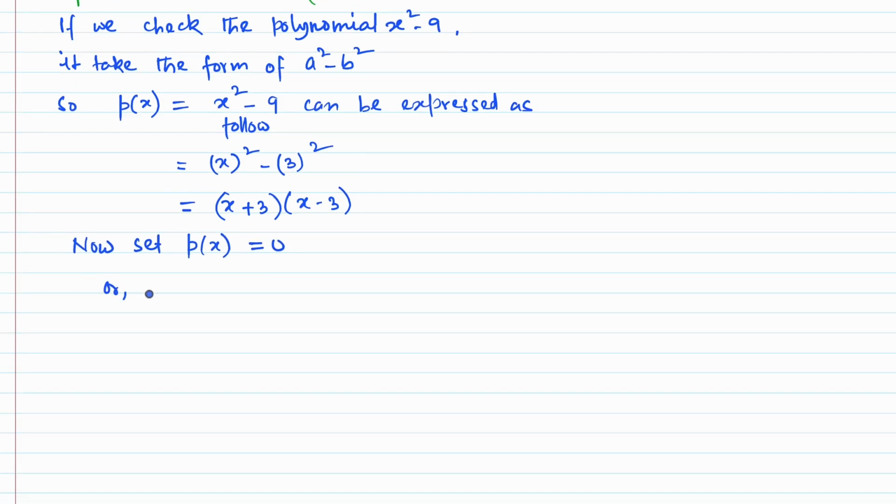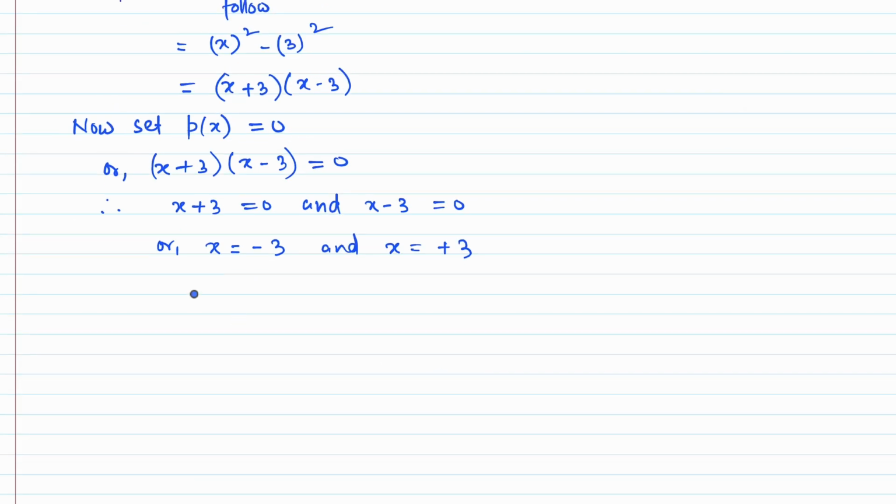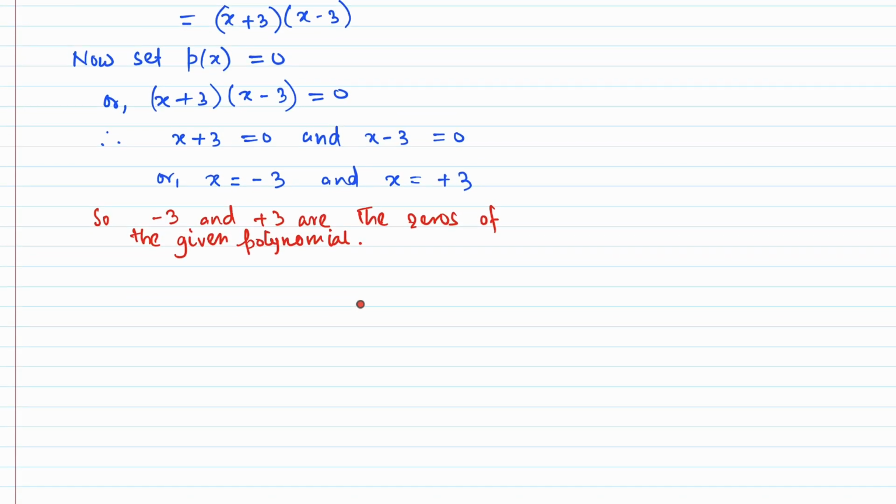Now set p(x) to 0, or (x plus 3) into (x minus 3) is 0. Therefore x plus 3 is 0 and also x minus 3 is 0. So x equal to minus 3 and x equal to plus 3. So we are getting two zeros of the given polynomial. What are they? So minus 3 and plus 3 are the zeros of the given polynomial.